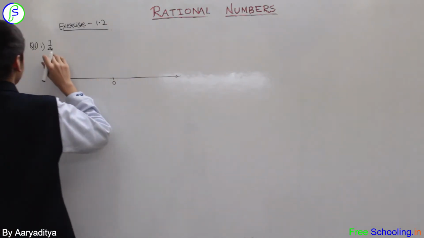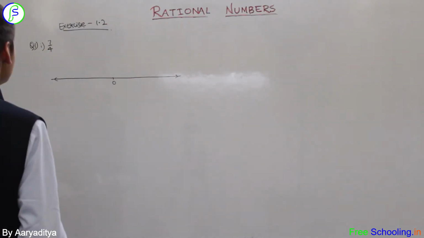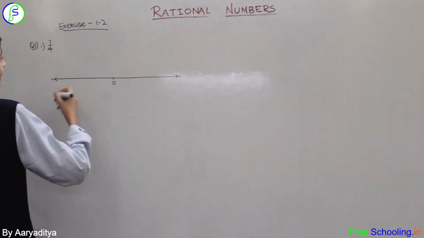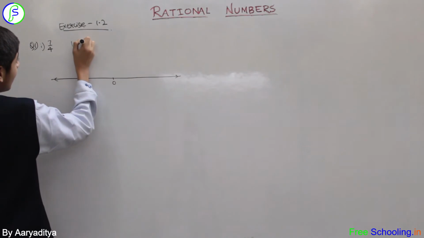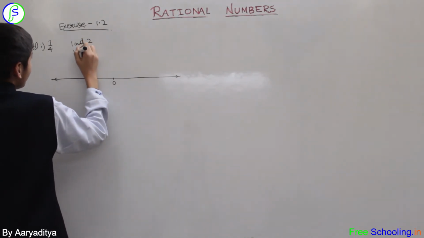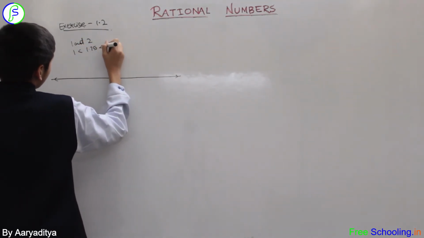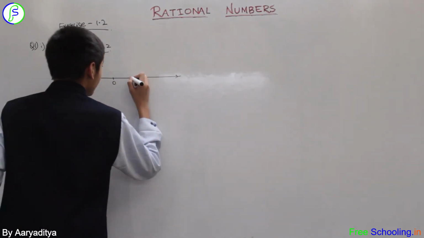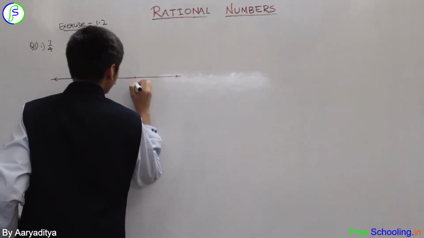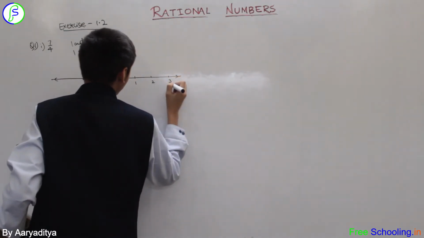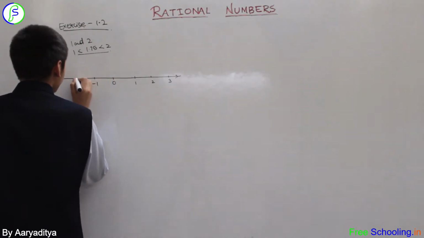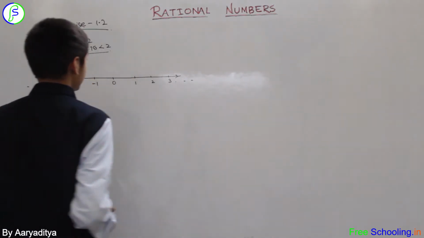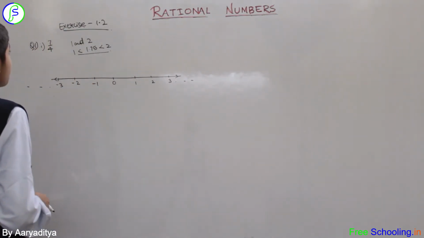Mark 0. Then you need to make 4 equal divisions, and when we divide the number, that comes out to be 1.75. So that indicates that this number lies between 1 and 2, because 1 is smaller than 1.75, but 1.75 is smaller than 2. Hope you have understood this one. So now I got 1 out here, I got 2, and I got 3. Same on the left hand side, I got -1, -2, and -3, and I continue on both sides. And now it says to represent 7 by 4.